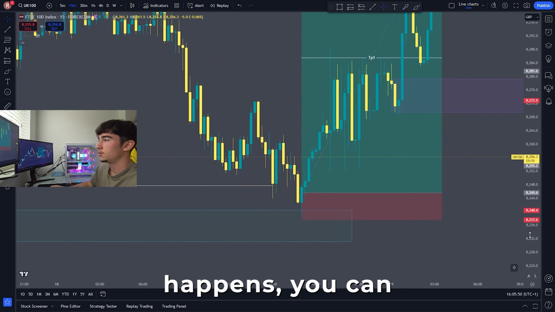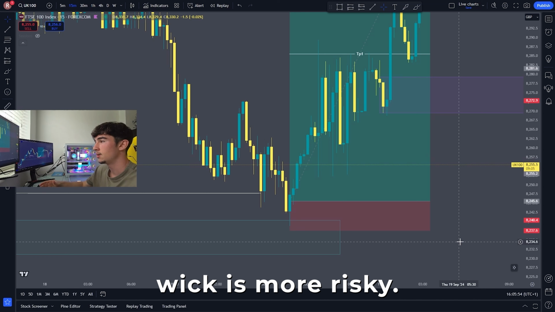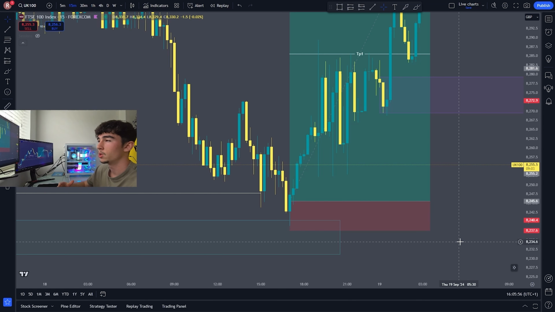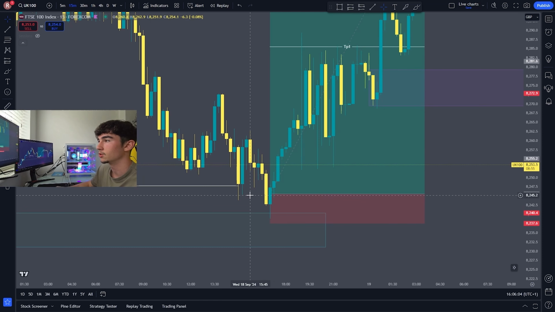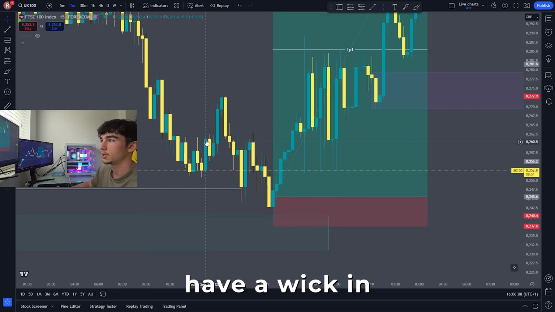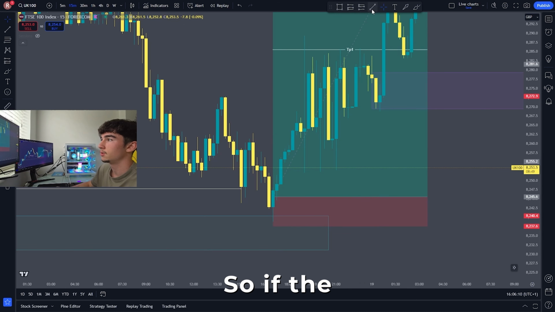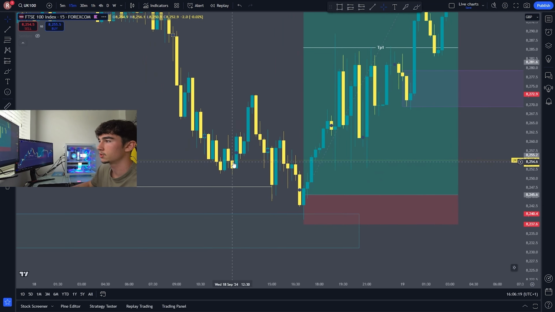When this happens, you can either enter in one of 2 ways. So the bottom wick is more risky, it gives you a better entry, but the 15-minute candle hasn't flipped yet. You can only do this when it opens up, makes a bottom wick first before then going to make a top wick, because obviously every candle you can see here, almost all of them, they have a wick in both directions. So if the candle opens up and it first is making a bottom wick with no top wick, you can obviously expect that it's then going to go up, blip, and push bullish.